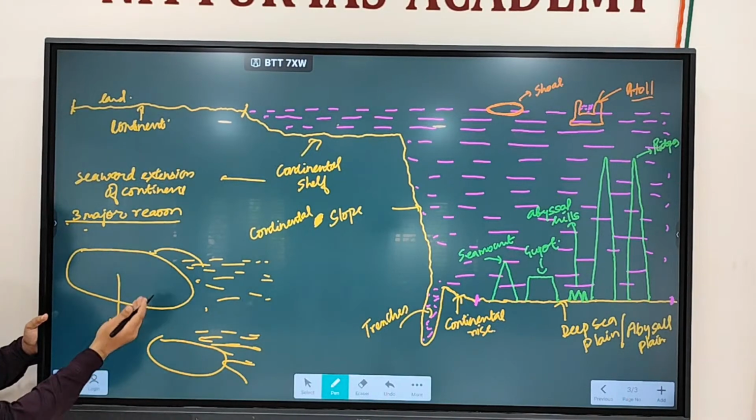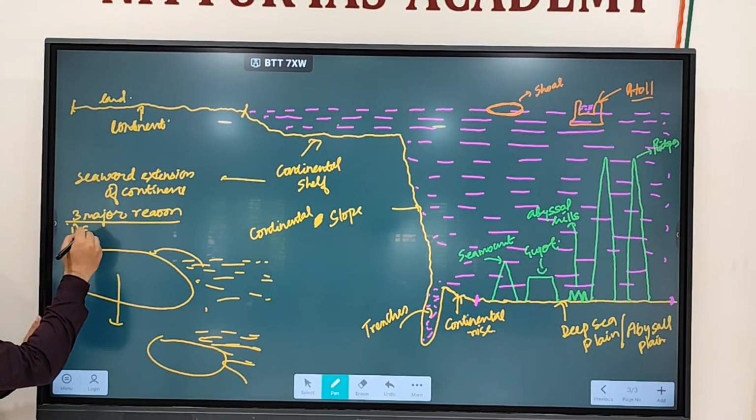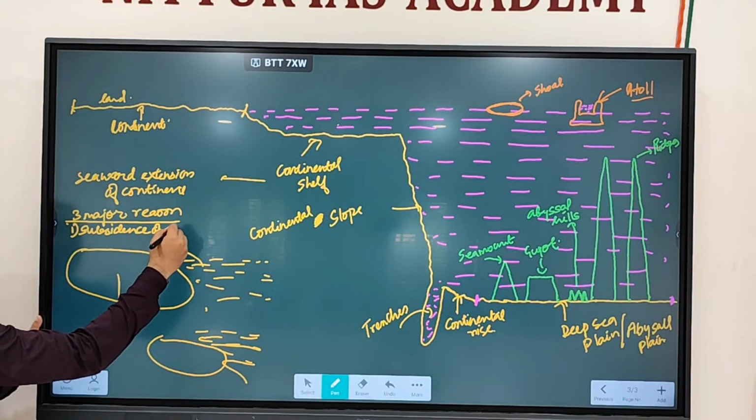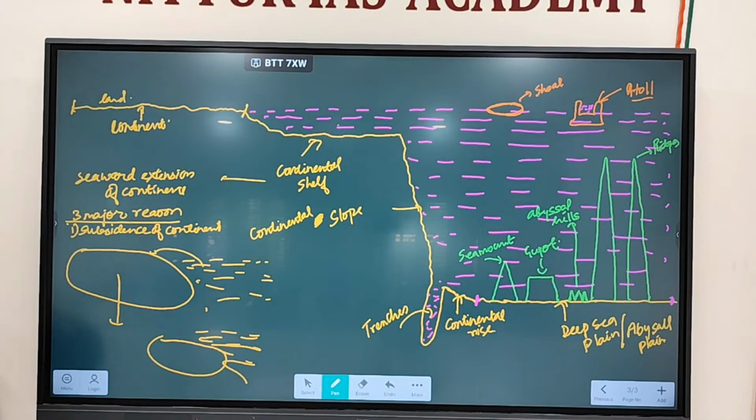Above is nothing but the continent, because this continent is going down. Clear? So one major reason for creation is subsidence of the continent. If the land part is moving down, then what will happen? Let's say this was land, this was water. Clear? Now if the land part moves down, what will happen? The water level will go up. Then water will enter into the continent part.